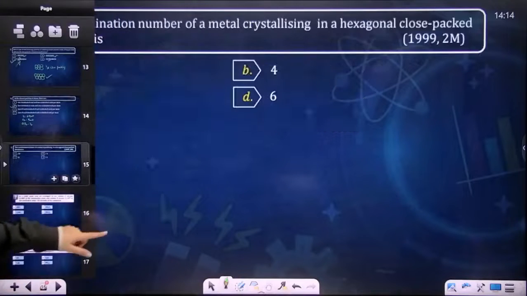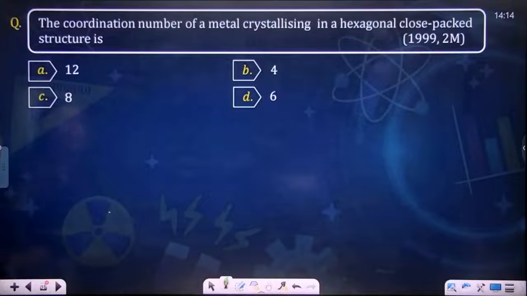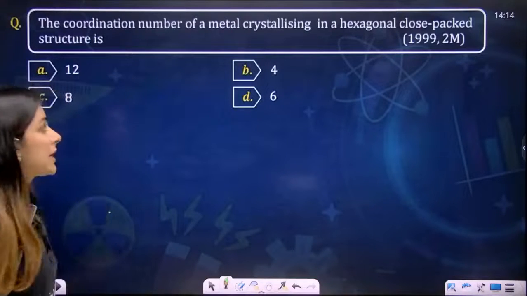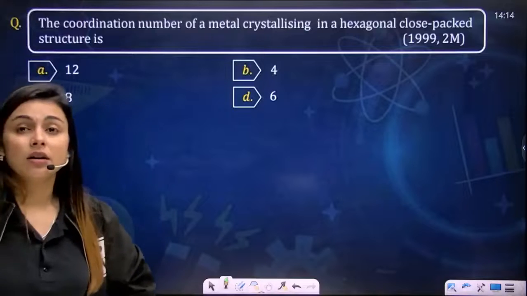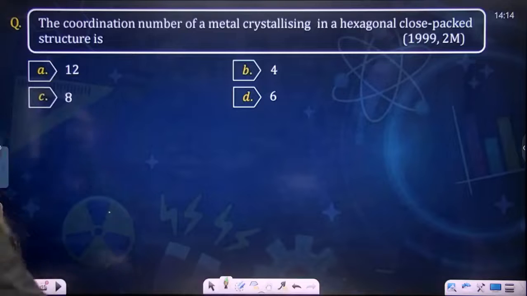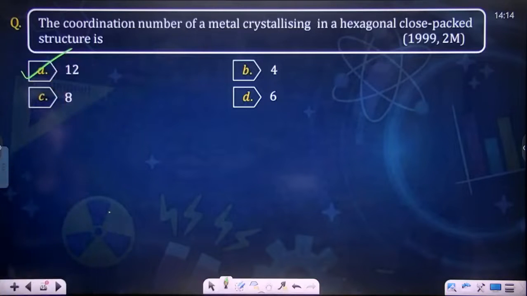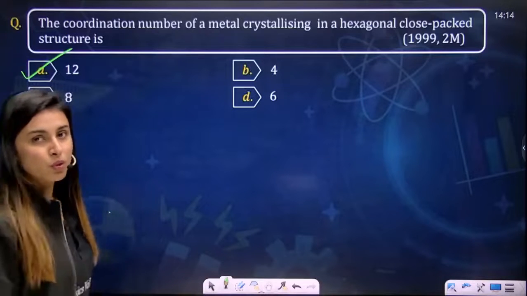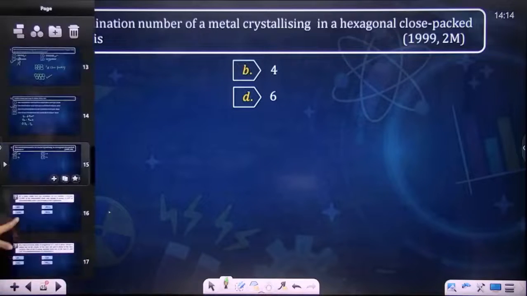Next question. The question says that the coordination number of a metal crystallizing in a hexagonal close packed structure is, since it is crystallizing in a hexagonal close packed structure, the coordination number would be 12, right? Yes. So option A will be your correct answer. Direct question, my dear students. I hope you're clear with this. Let's move forward to the next question.